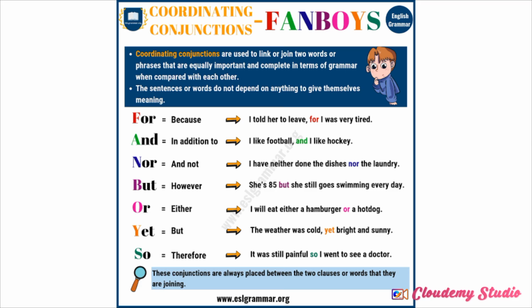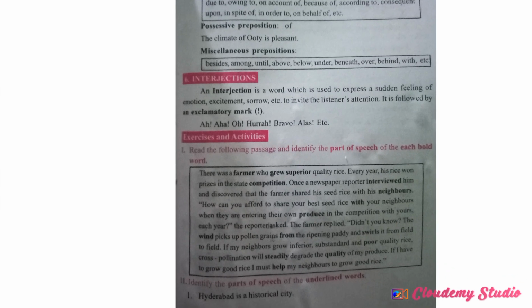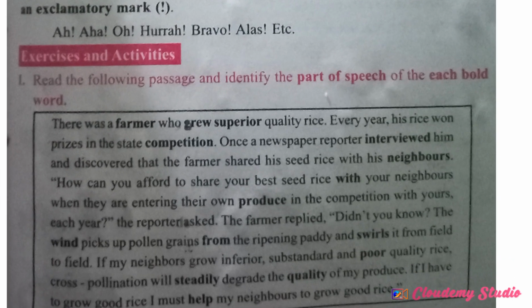It has been given in the last column on page number 99. See over here, there was a farmer who grew superior quality rice. Every year his rice won prizes in the state competition. Once a newspaper reporter interviewed him and discovered that the farmer shared his seed rice with his neighbors. So, identify the parts of speech of the underlined words.